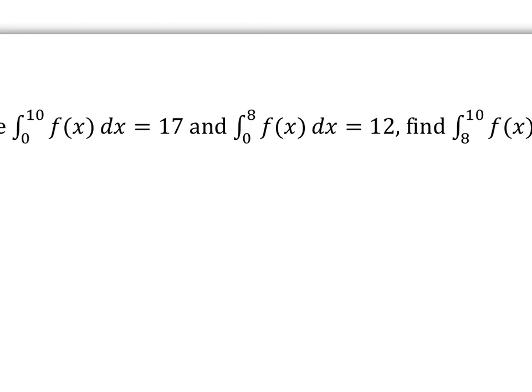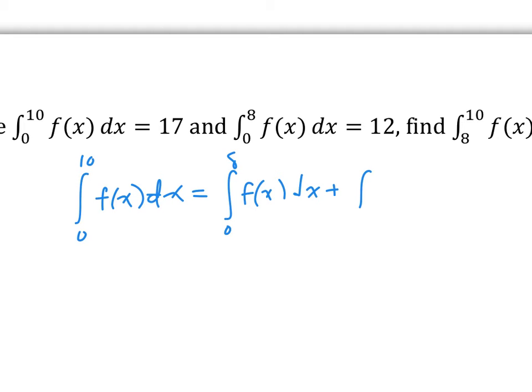If the integral from 0 to 10 is 17, and the integral from 0 to 8 is 12, find the integral from 8 to 10. All right, so this is very simple. You can see that this is the same as saying from 0 to 8 plus from 8 to 10. This part is 17, this is 12, plus this we don't know.